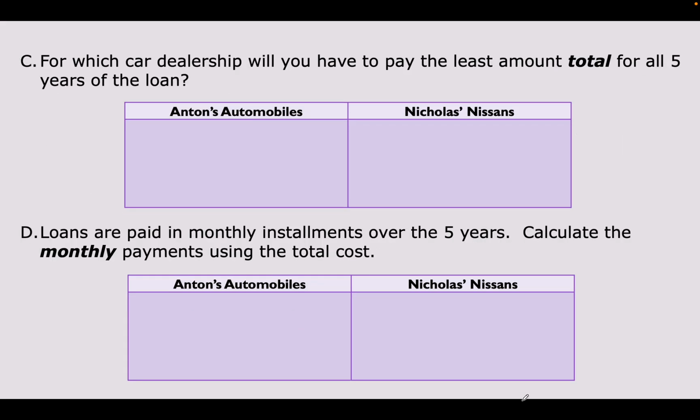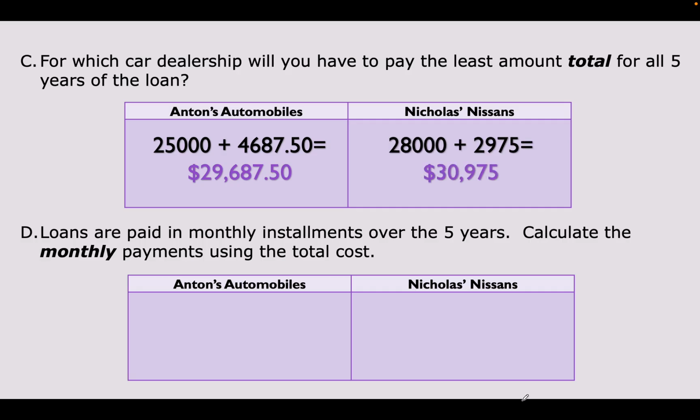So what we're going to do is add the original price plus that amount of interest for 5 years for each. And when we do that, we can see that there's a little bit lower price at Anton's Automobiles, even though that interest is much more. With that lower price point, it still ends up being a little bit lower than at Nicholas's Nissans.